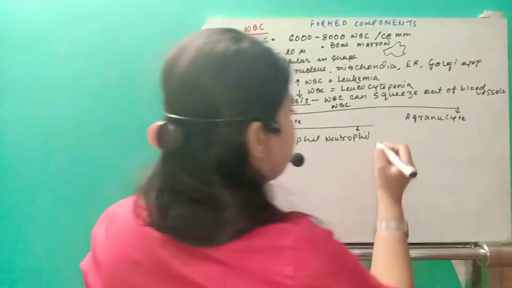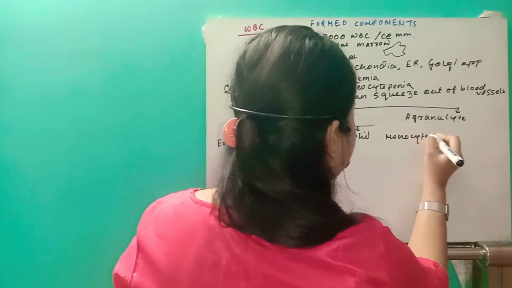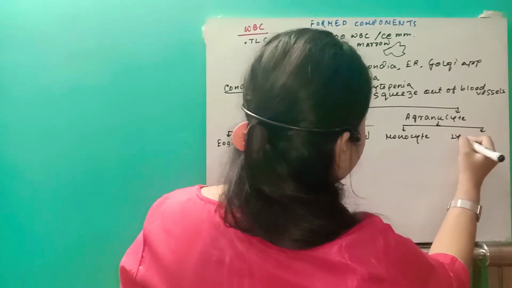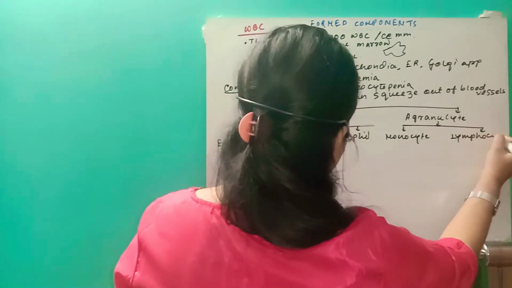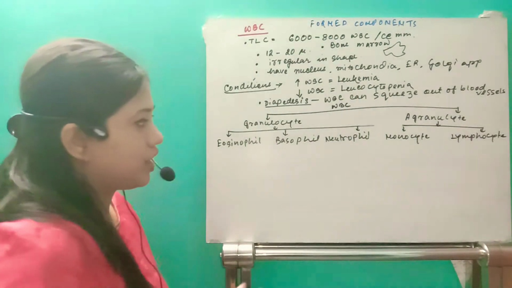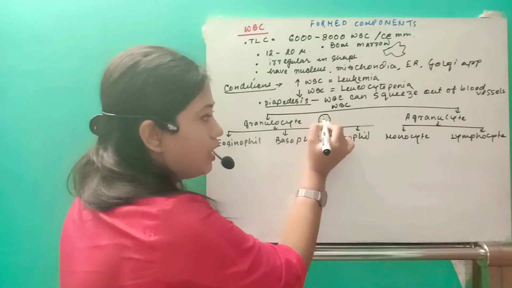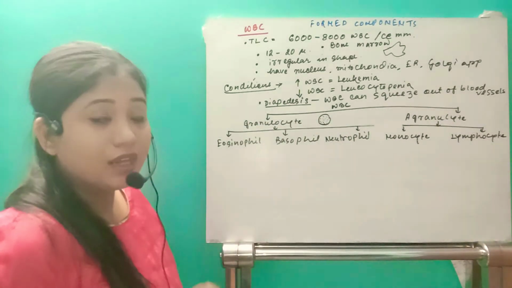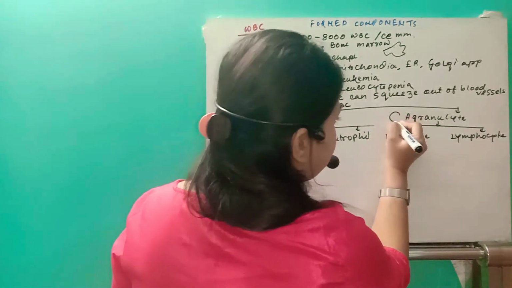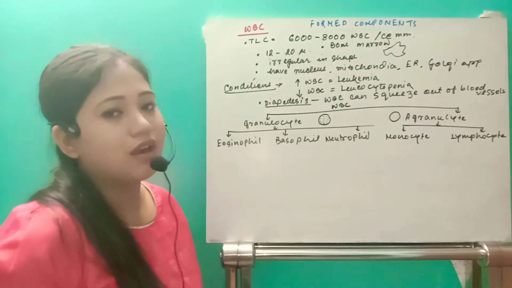What are they? One is known as monocyte, and the second type of agranulocyte is known as lymphocyte. If it comes to the granulocyte, then in the cytoplasm there are some granules present, and that will be known as the granulocyte. If it is the agranulocyte, they are going to have clear cytoplasm where the granules are absent.